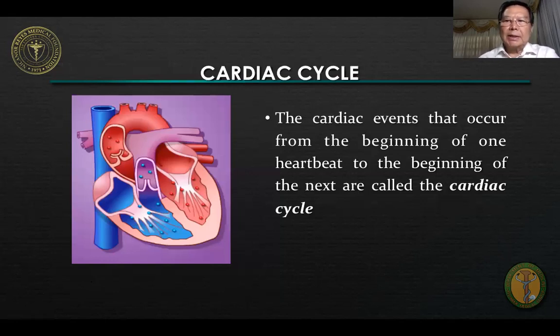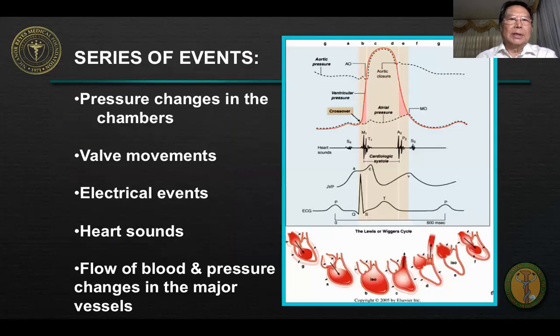So the cardiac cycle defines for us the events that occur from the beginning of one heartbeat to the beginning of the next. And this is what encompasses one cardiac cycle, right? So this involves a series of events. As I mentioned a while ago, you have pressure changes in the chambers and in the great vessels, specifically that of the aorta. You have the valve movements, since we are talking more of the left ventricle, that of the mitral valve and the aortic valve, okay?